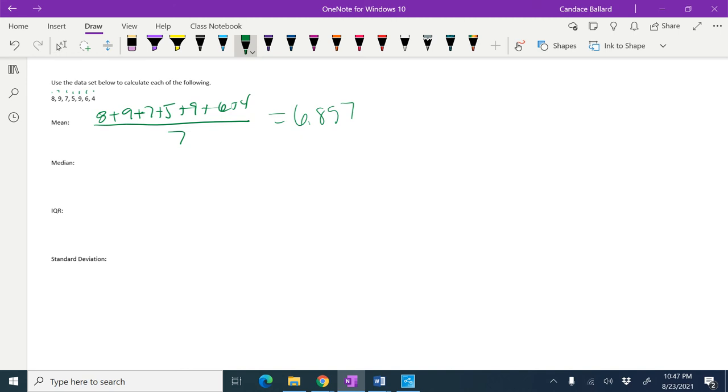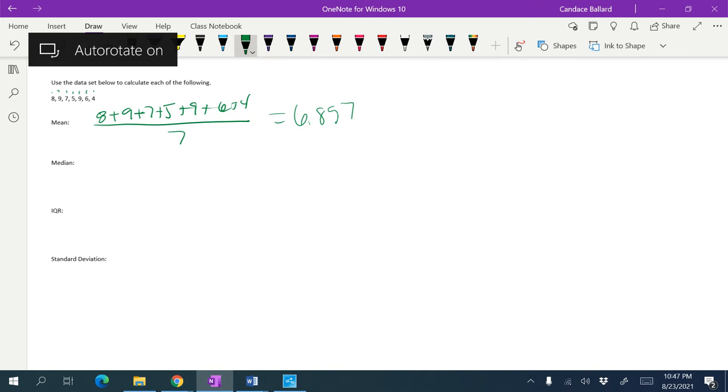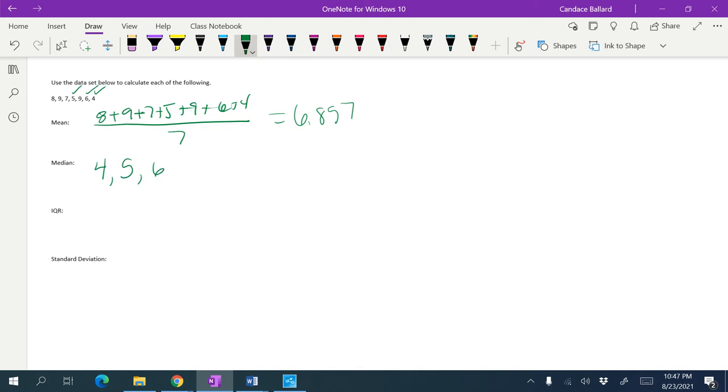All right, the median, I have to take the numbers and put them in order. The way that I do that is I go ahead and start checking things off. So my smallest is 4. Then my next one is 5. Then my next one is 6. Then my next one is 7. And my next one is 8. And then it looks like I've got 9 twice there. So 9 and 9. All right, then I look for the number that's exactly in the middle, which in this case would be 7.